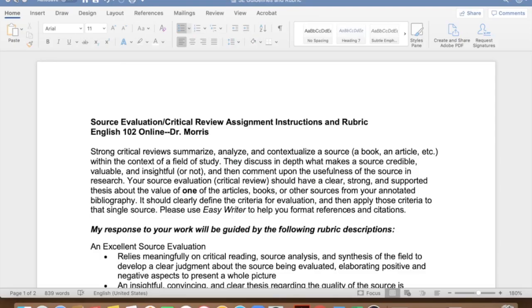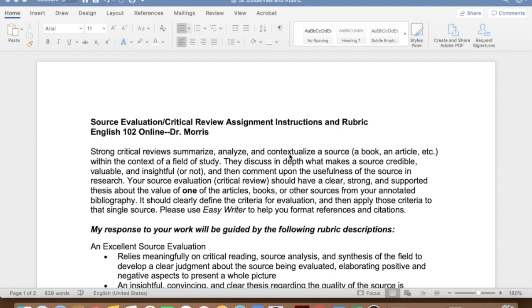Hello everyone. This is a discussion of the source evaluation or critical review assignment. We'll talk about the assignment guidelines a little bit and then we'll look at an example and compare it to the rubric. So a critical review or the source evaluation for you takes a source from your annotated bibliography and summarizes, analyzes, and contextualizes that source within the context of a field of study.